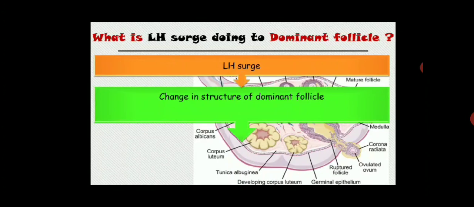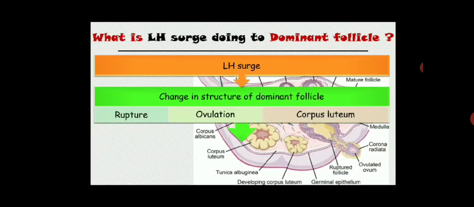Once the LH surge occurs, it causes rupture of the follicle. That rupture and release is known as ovulation, right? And the remaining portion of the follicle that is present inside the ovary, what is that portion? The granulosa cell. Which granulosa cell? Mural granulosa cell and theca cell. Now it is known as the corpus luteum.